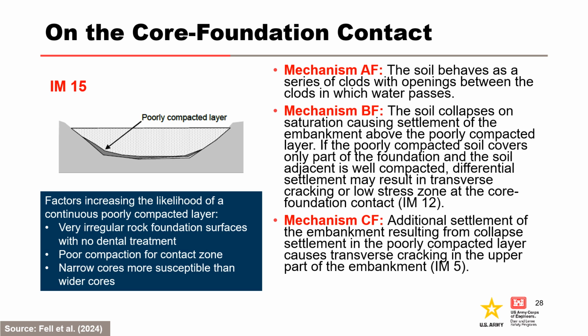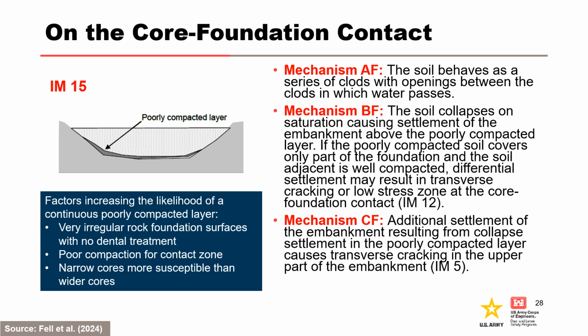If the poorly compacted soil covers only part of the foundation and the soil adjacent is well compacted, differential settlement may result in transverse cracking or low stress zones at the core foundation contact. This mechanism causes localized stresses equivalent to that from a small scale irregularity in the foundation profile for rock foundations, or IM12. Mechanism CF. Additional settlement of the embankment resulting from collapse settlement in the poorly compacted layer causes transverse cracking in the upper part of the embankment. This mechanism is equivalent to transverse cracking in the upper embankment from differential settlement in the soil foundation under the core, or IM5.